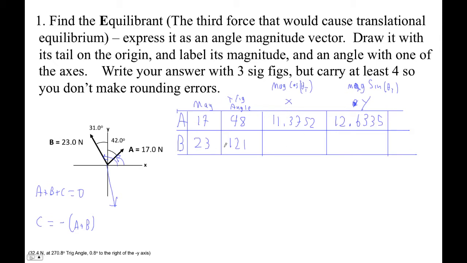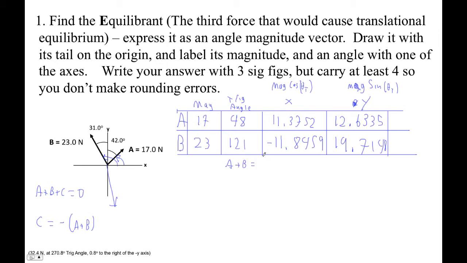Okay, and then this one here, I'm just going to bust this out. I'm going to go 23 cos 121, 23 sine 121. Okay, so these numbers are negative 11.8459, I'll just say. And this is 19.7148. Whoa.